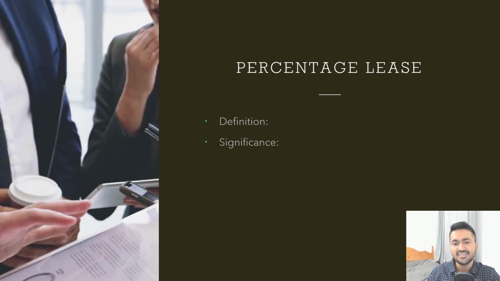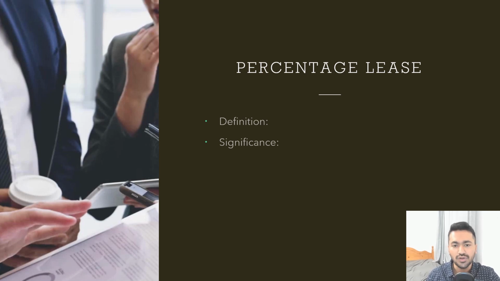So next is the percentage lease. A percentage lease is kind of like sharing in the success of the business when you're renting a place. It's a special type of lease where, on top of the base rent, you agree to pay part of the money you make from your business to the landlord.